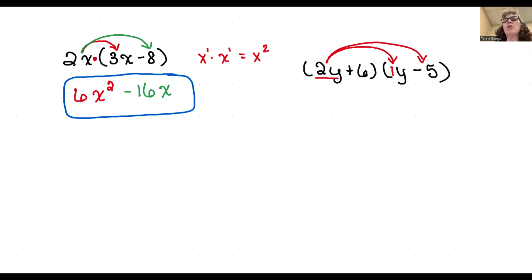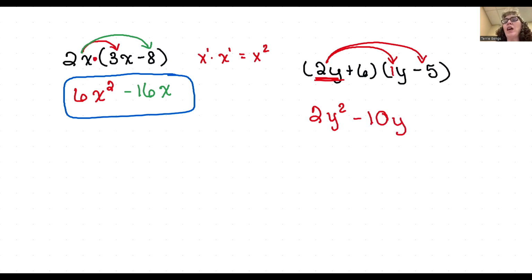So 2 times 1 is 2. And y times y, there's 2 y's, so it's y squared. It's just like the x squared we were talking about a while ago. X times x is x squared, so y times y is y squared. Then we're going to look at this 2y again, and this time it's going to multiply by that negative 5. So 2 times negative 5 is negative 10, and it has a y, so we'll bring down that y.